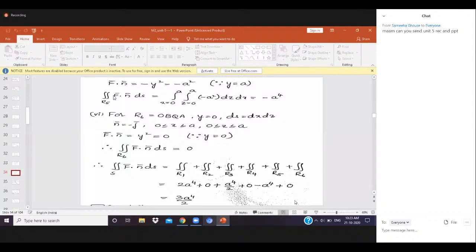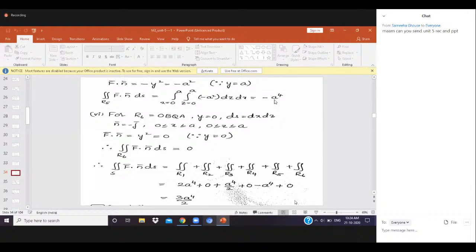So this integral value becomes minus a power 4 within the limits of x and z varying from 0 to a. Then the directly opposite side of this surface is R6, that is OBQA. Here y equals 0, and the unit outward drawn normal is minus j bar. Then f bar dot n bar becomes y square, but the y value is 0, so this integral value becomes 0.